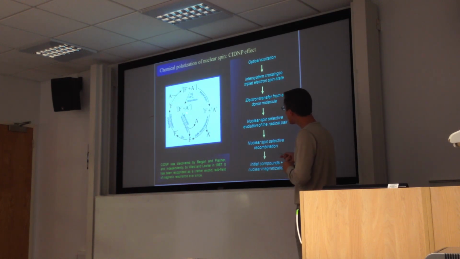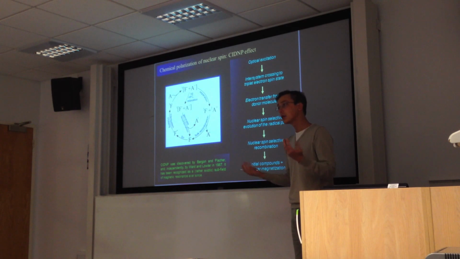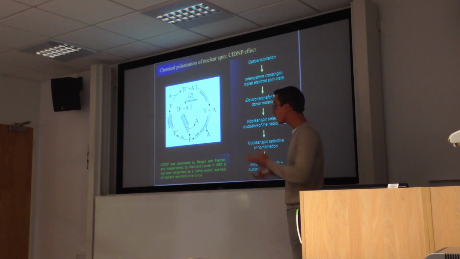However, this pair recombines fairly quickly, and so we have, in a way, a chemical reaction which proceeds in a way that is selective with respect to the nuclear configuration in the molecule. And so it sorts some nuclear states which go into the products, and other nuclear states which stay in the unreacted species.